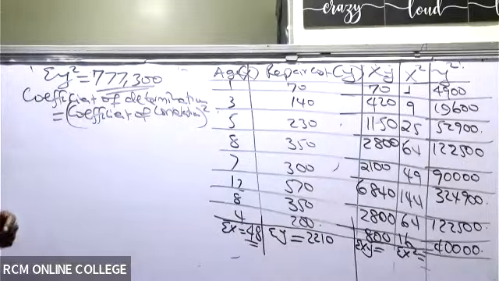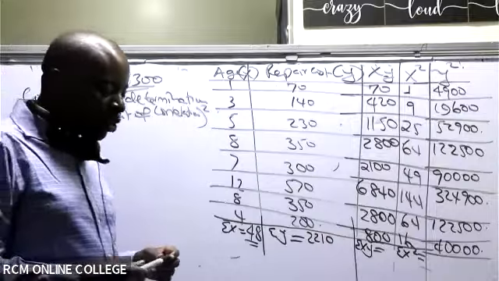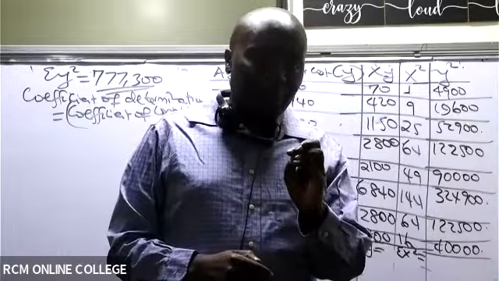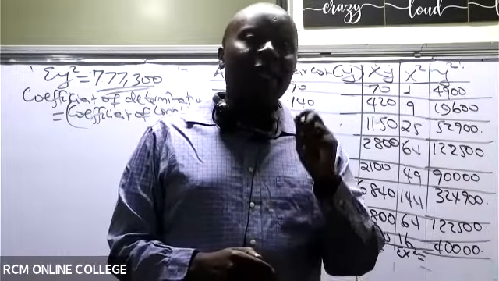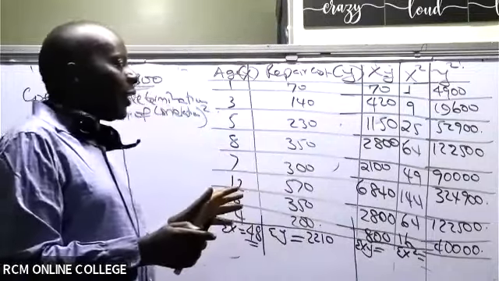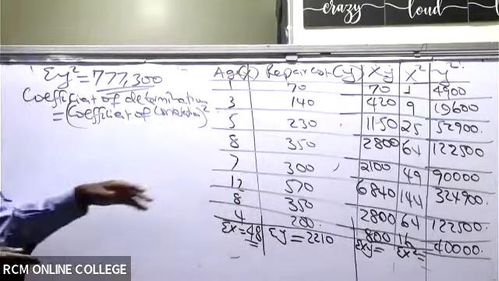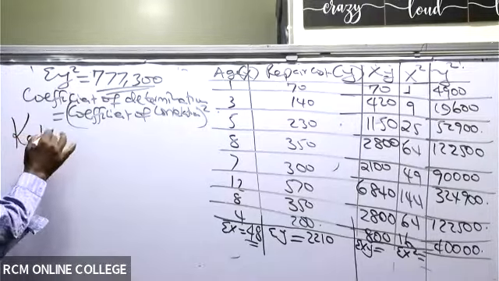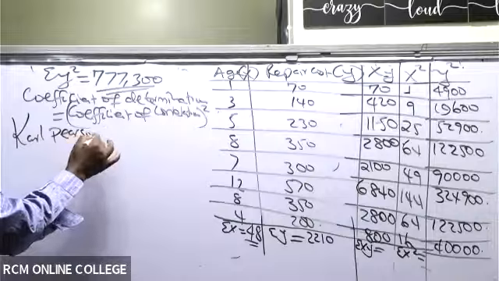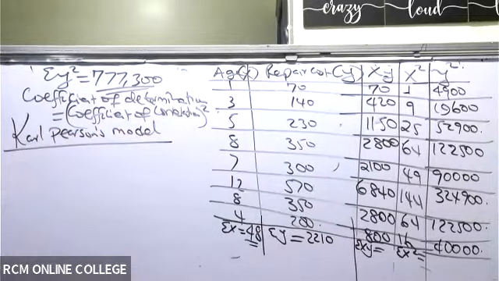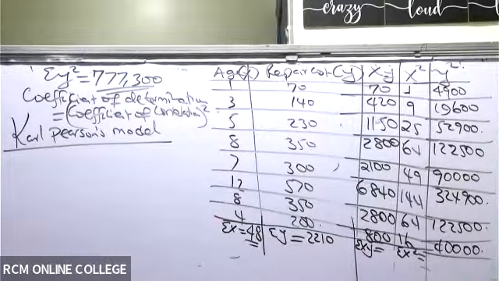Then remember, yesterday I told you that we have two models of getting the coefficient of correlation. We have the ranks model, and we have the Karl Pearson's model. For quantitative variables, like these, we shall use the Karl Pearson's model. So how do I get the Karl Pearson's model?